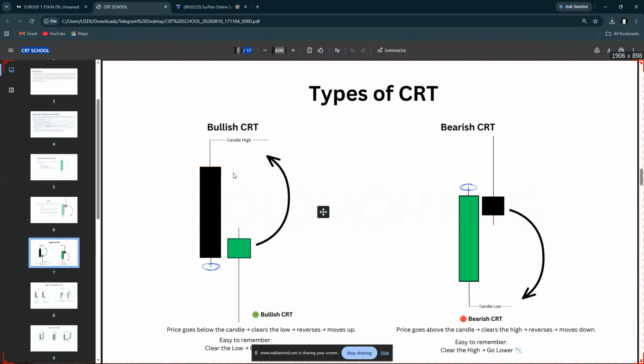Now, looking at this diagram, we have types of CRT. We have bullish CRT, and on my right hand side is the bearish CRT. Now, what is the bullish CRT? The bullish CRT is a scenario whereby price goes below the candle by clearing the low, then reverses and moves up. This is very easy to remember when you go into the chart. And on the bearish side, a bearish CRT is when price goes above and clears a high and reverses and probably moves down immediately. So these are easy to remember. It's just clearing the high and going lower.